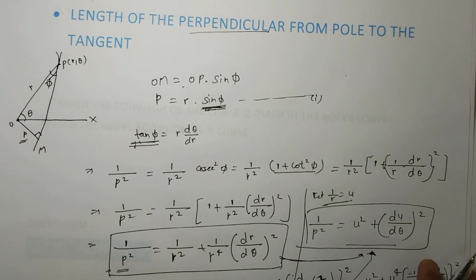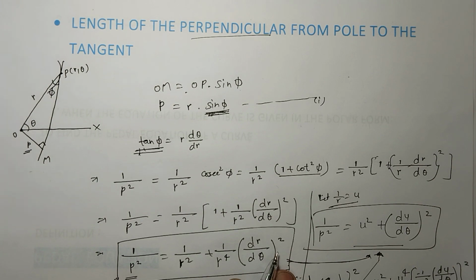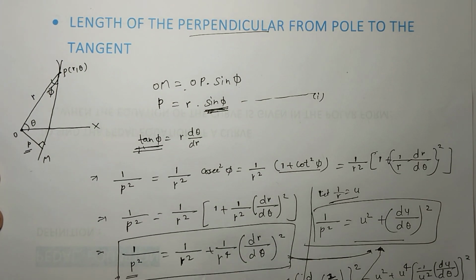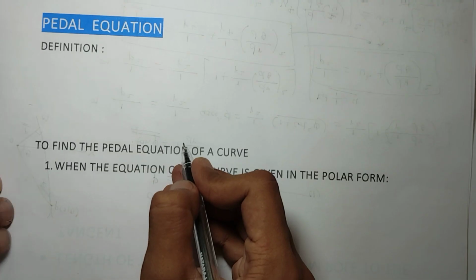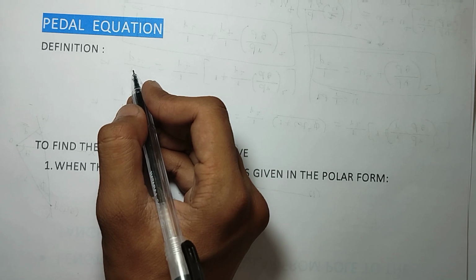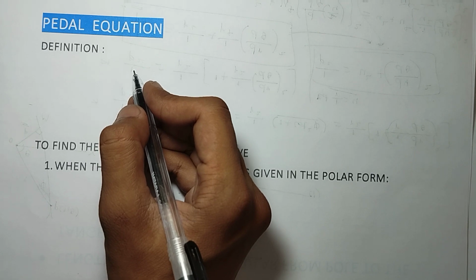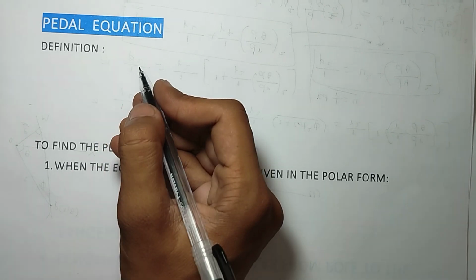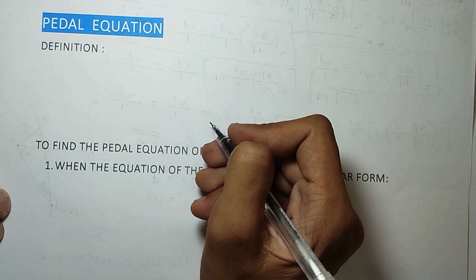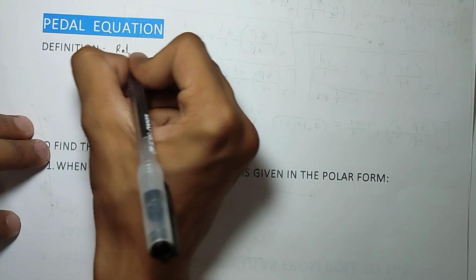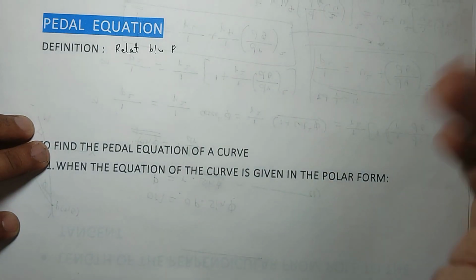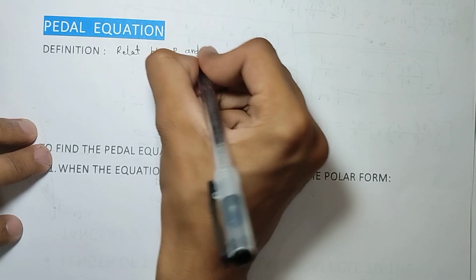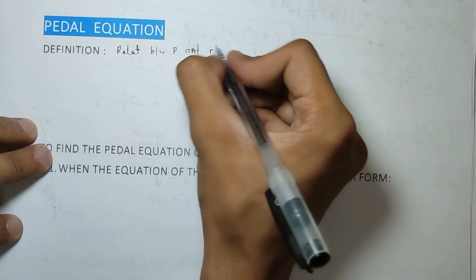Now simply we move to the next topic, that is our important topic, pedal equations. We know about pedal equations. So first let us see the definition of what a pedal equation is. A pedal equation is nothing but the relation between small p and small r of any given curve. Then I can write the relation between small p, that is our length of perpendicular from the pole to the tangent, and r, that is our radius vector.